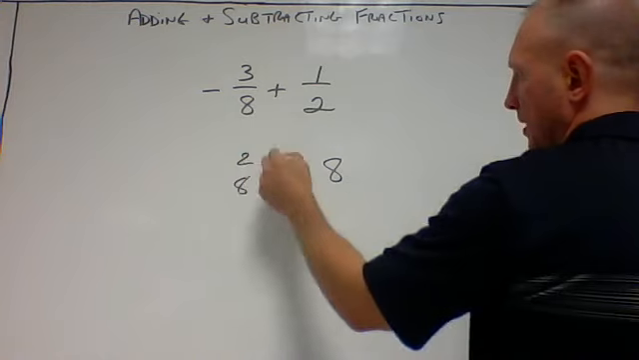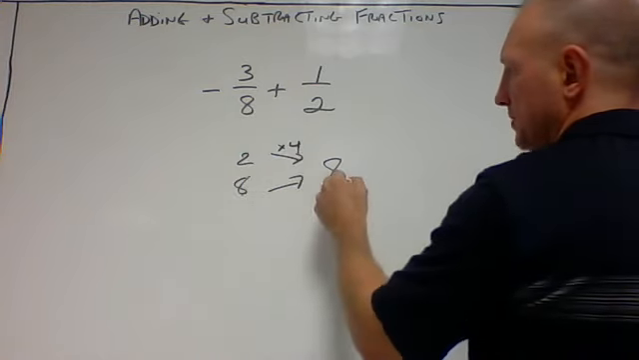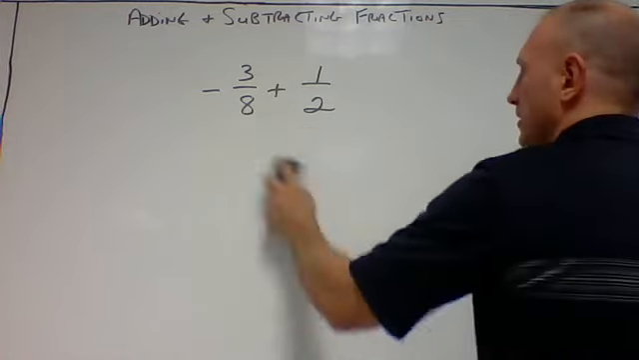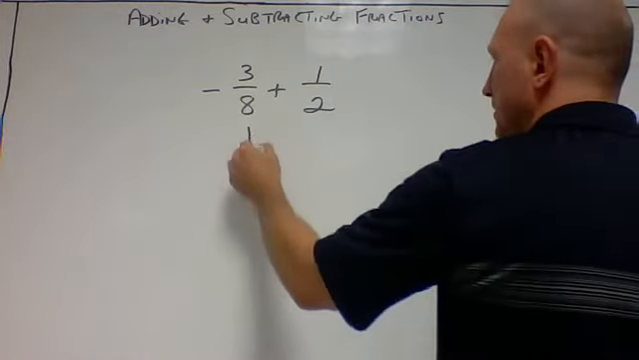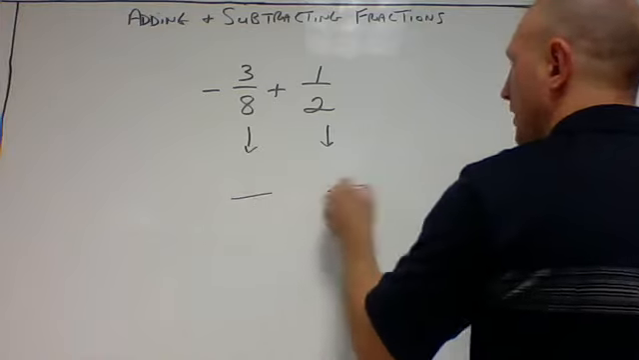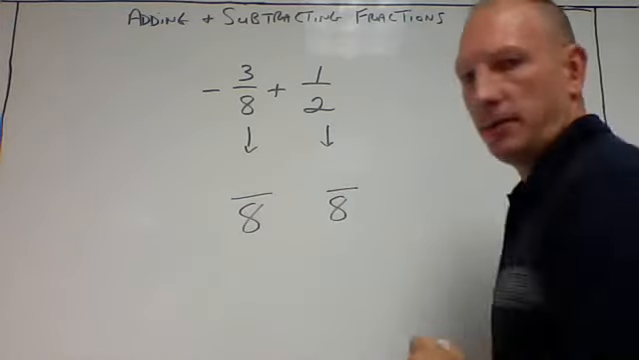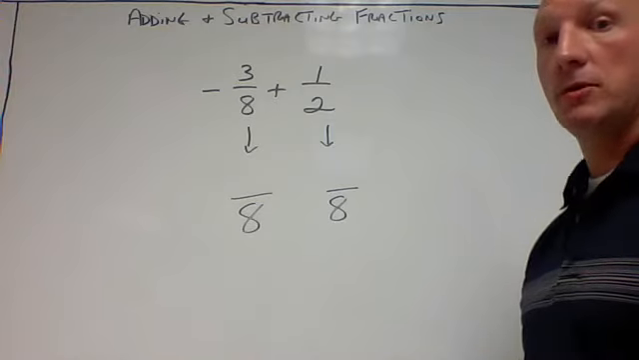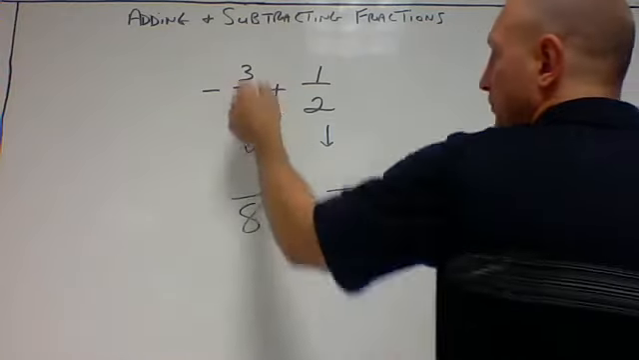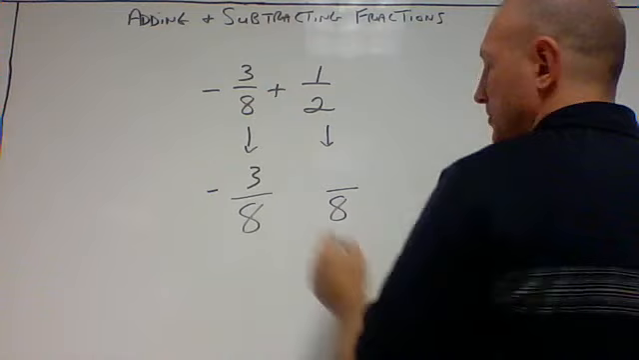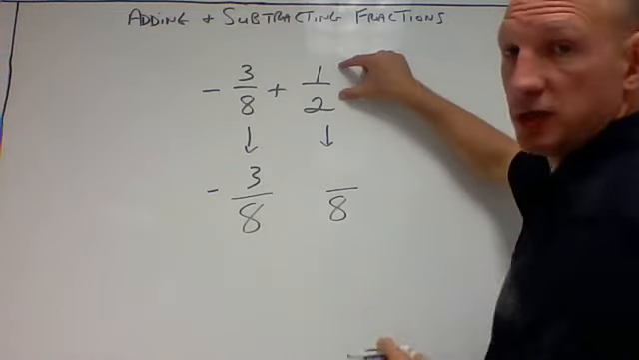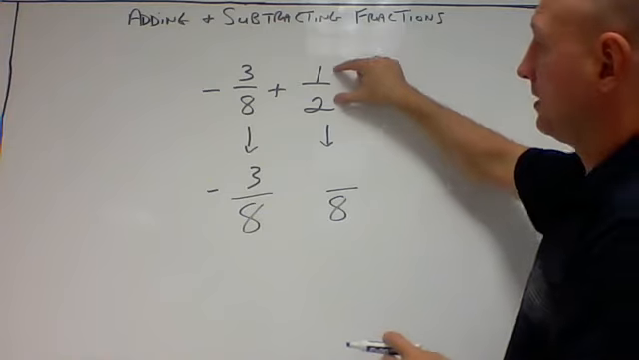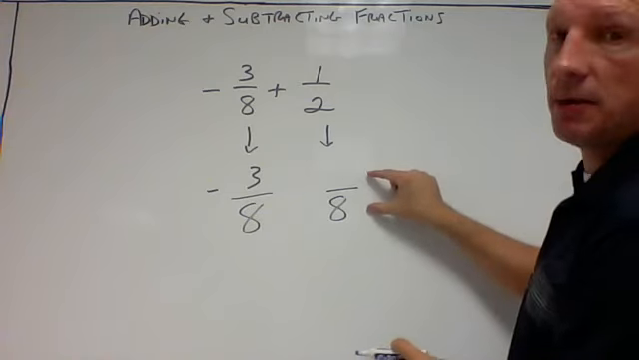2 goes into 8 4 times. 8 goes into 8 1 time. So if they fit into 8, then when I rewrite these denominators, I'm rewriting them so they look the same. I'm not changing the value of the fractions, I'm just changing what they look like. So now the negative 3/8 is going to look exactly the same. The 1/2 is going to change the way it looks. But how do I get it to look like something over 8?